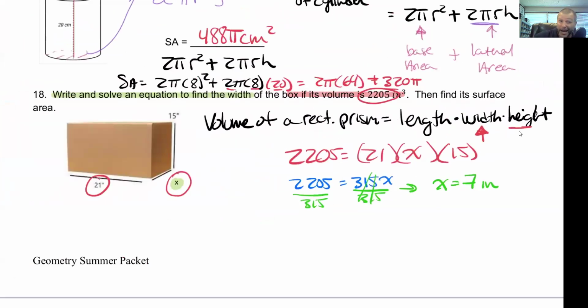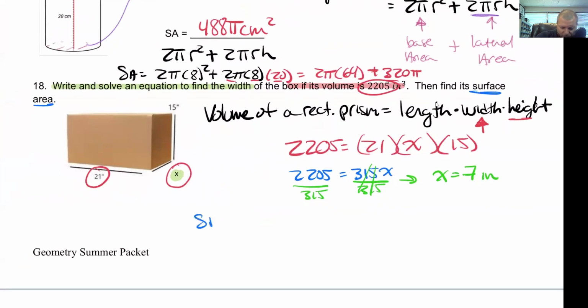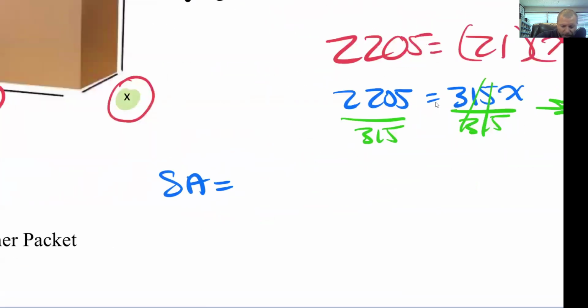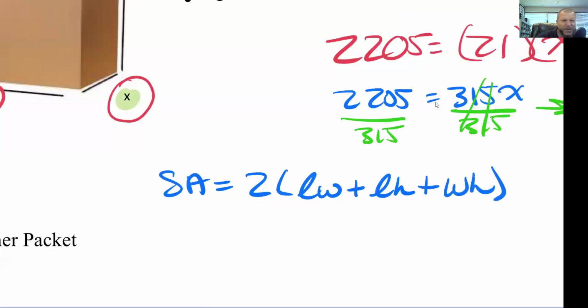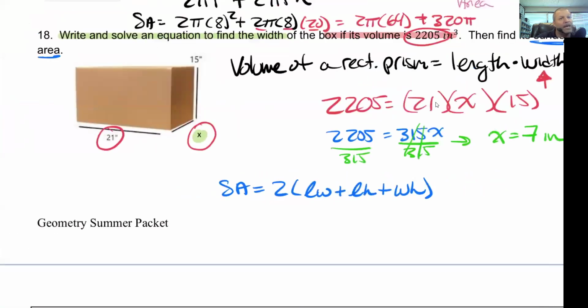Now we want to be a little careful because we weren't asked to find just the width. We were also then asked to find the surface area of the shape. So a couple of questions ago, I gave you a formula for the surface area, right? So if you just want to throw things into a surface area formula for a rectangular prism, it's 2 times the length times width, plus the length times the height, plus the width times the height. So this would be the formula to use.